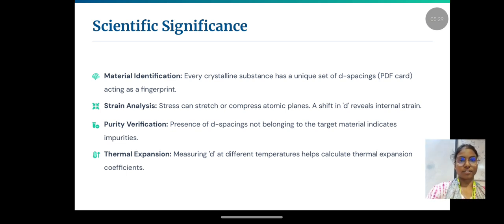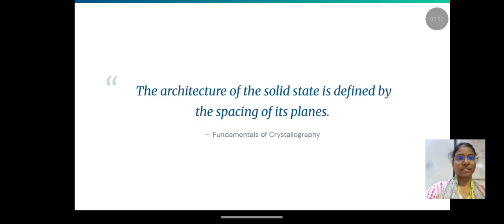Purity verification: the presence of d spacings not belonging to the target material indicates impurities. Thermal expansion: measuring d at different temperatures helps calculate thermal expansion coefficients. The architecture of the solid state is defined by the spacing of its planes.